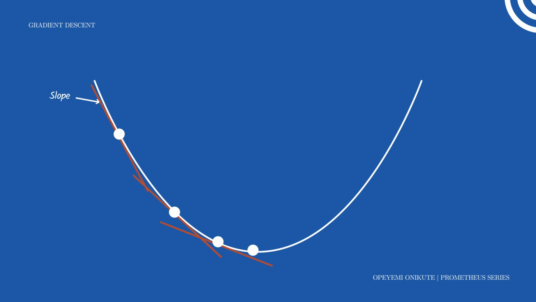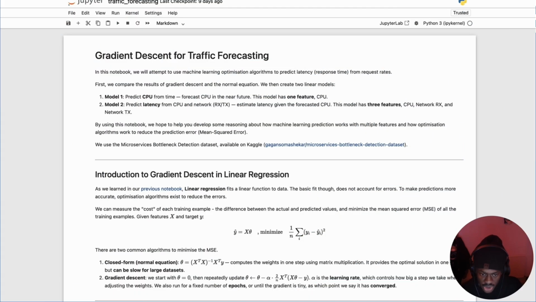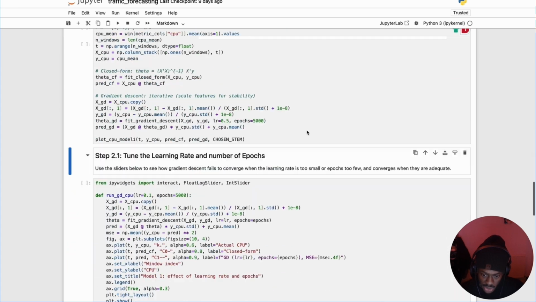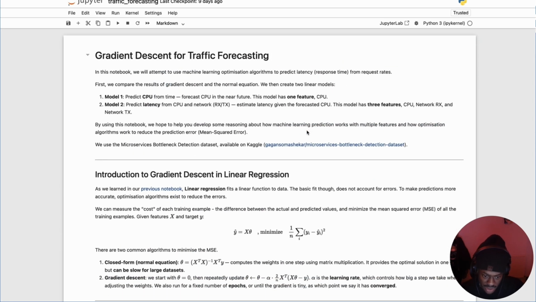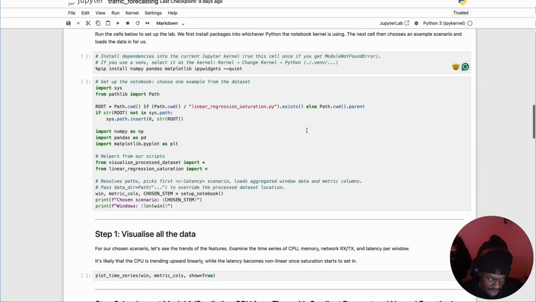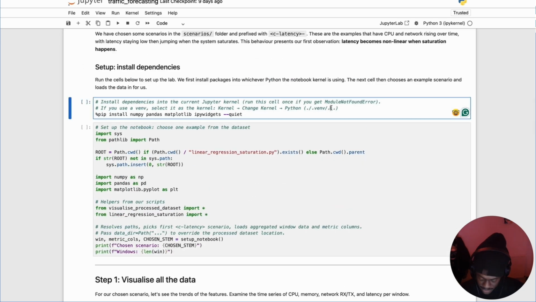Alright, that's enough theory. Let's put this into practice. So our mission is to build a model that can forecast user latency using our normal system metrics. We're going to see how both the normal equation and gradient descent handle some real-world data. Feel free to play around with the notebook to understand the information I've provided. We're just going to look at the important results in this lab. So, let's install our dependencies and visualize the data we have.